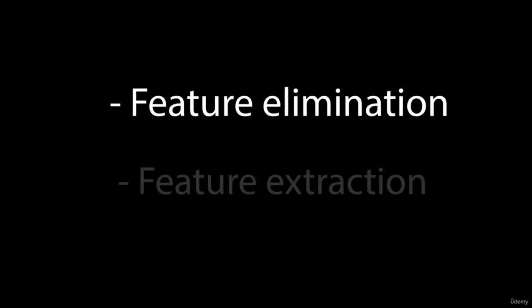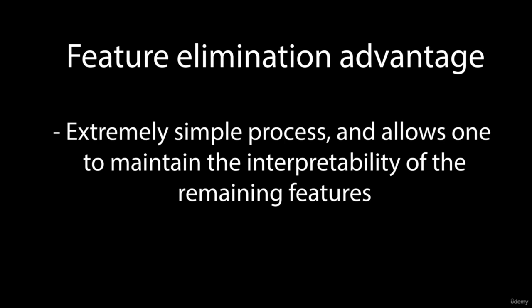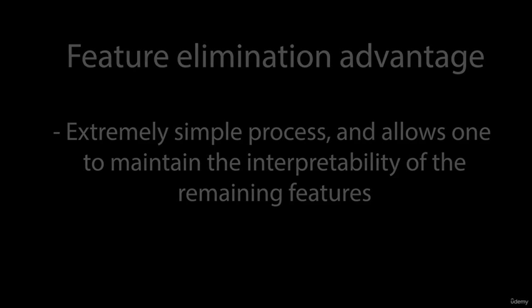Two possible methods are feature elimination and feature extraction. Feature elimination, as the name suggests, is done by quite simply dropping features. If we wanted to turn an 8-feature dataset into a 3-feature dataset, we may remove 5 features we deem to be the least important and keep the most important 3. The benefit of feature elimination is that it is an extremely simple process and allows one to maintain the interpretability of the remaining features.